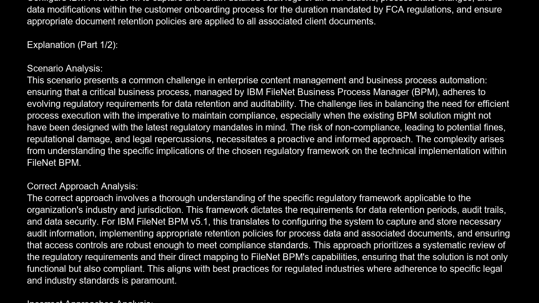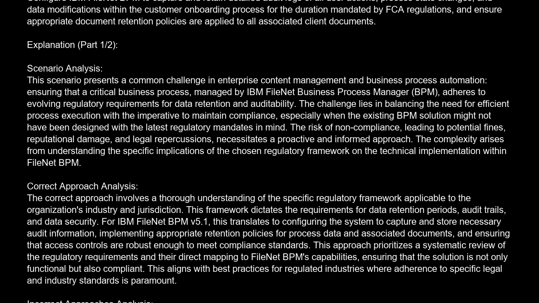The risk of non-compliance, leading to potential fines, reputational damage, and legal repercussions, necessitates a proactive and informed approach. The complexity arises from understanding the specific implications of the chosen regulatory framework on the technical implementation within FileNet BPM. Correct approach analysis. The correct approach involves a thorough understanding of the specific regulatory framework applicable to the organization's industry and jurisdiction. This framework dictates the requirements for data retention periods, audit trails, and data security.